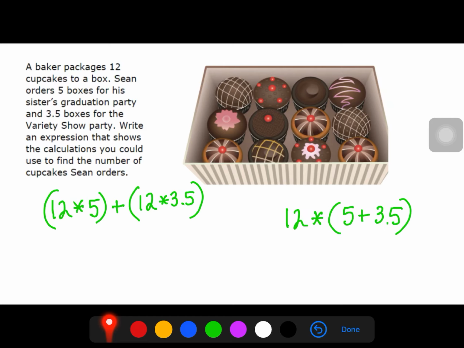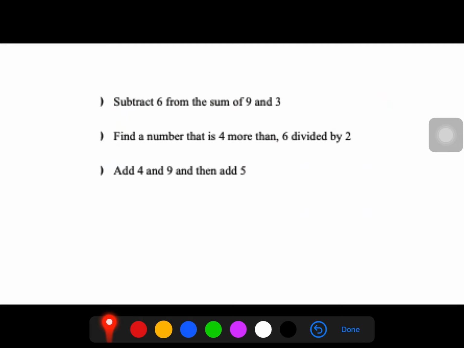So basically, in this lesson, we're taking a verbal number sentence with words and changing it to a numerical one. Let's try. Subtract 6 from the sum of 9 and 3. Sum. Oh, right, that's addition. Subtract 6 from the sum of 9 and 3.